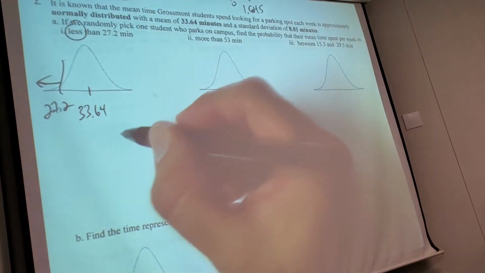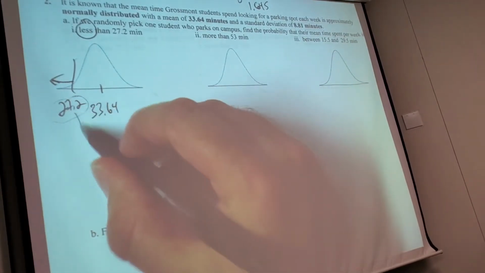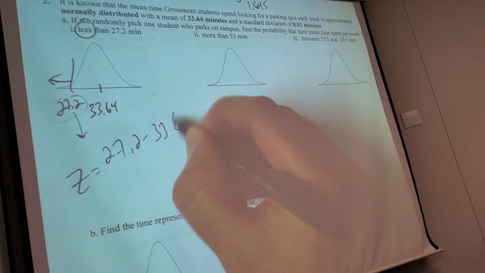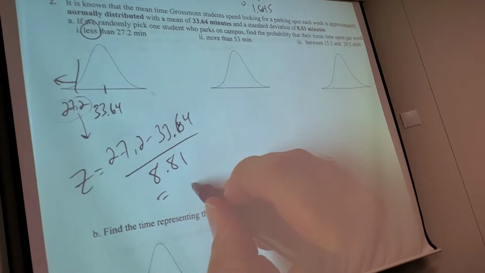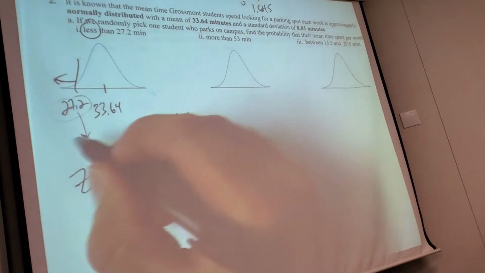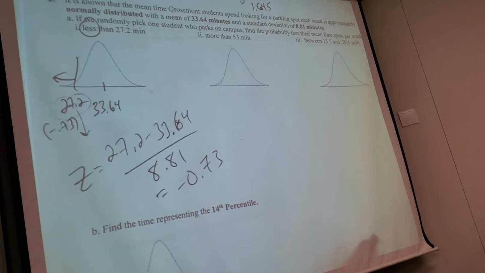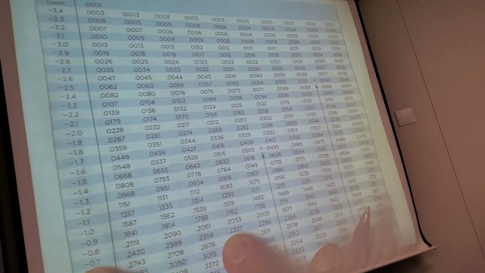So what's the one thing I got to do here? Got to take this and make it into a z-score. X minus the mean becomes 6, divided by the standard deviation. What do you guys get for that? Negative 0.73. So if I look that up, I'm going to be done, because the problem wants the area below. So negative 0.73. I get 0.2327.